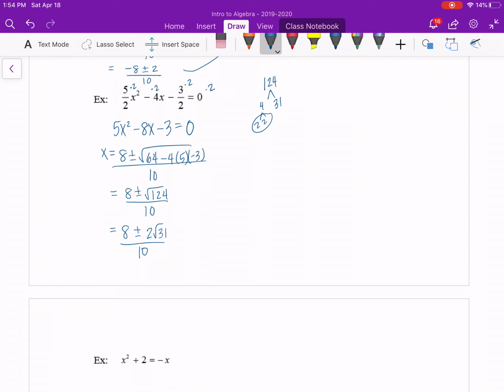And this is also one of those instances I referenced where the numerator has a GCF that's going to help us reduce with the denominator. So if I were to factor out a 2 of both of those terms in the numerator, now I've put it in terms of multiplication, and being in terms of multiplication is what's going to allow me to actually do that reducing. So I end up with x equals 4 plus or minus the square root of 31 over 5.